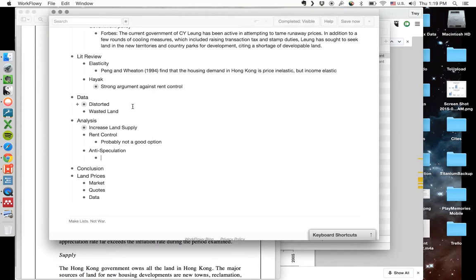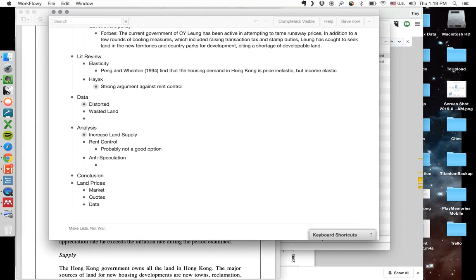I could look at the data. I need a cup of coffee. I need to think more clearly. But there was the stamp duty.